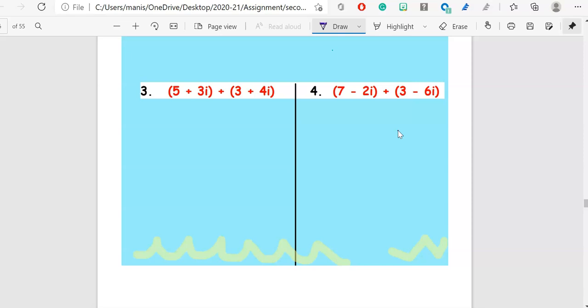So what I can do over here is, since there's a plus sign, I do not need to be worried about it. I'll write over here 5 plus 3i plus 3 plus 4i, and I will combine the like terms. What is 5 plus 3? It's your 8. What about this part? It's your plus 3i plus 4i. 3 plus 4 is 7. Since it's a positive 7, this is the answer for this problem.